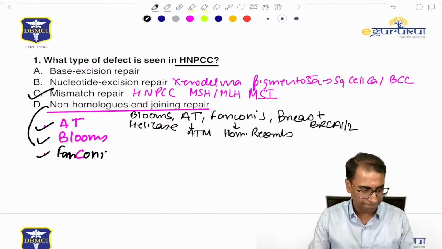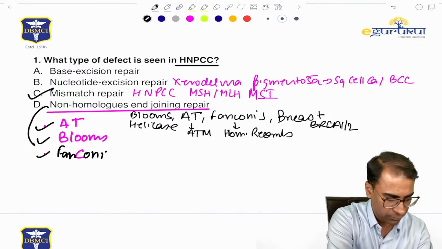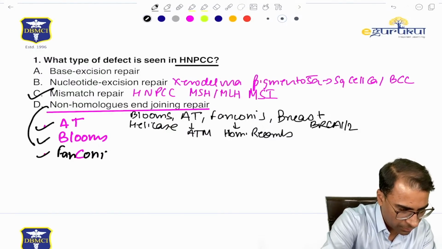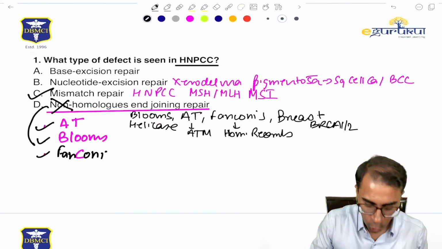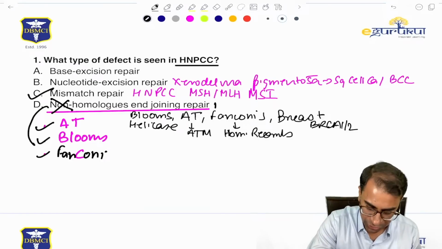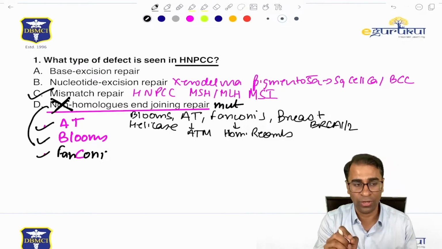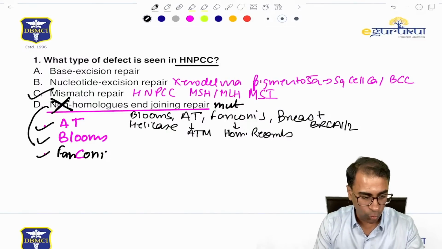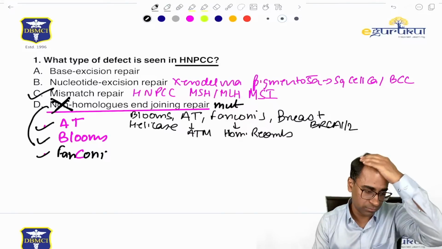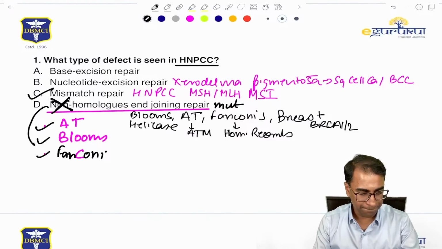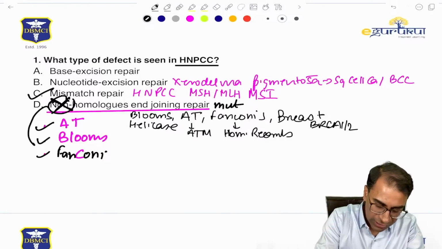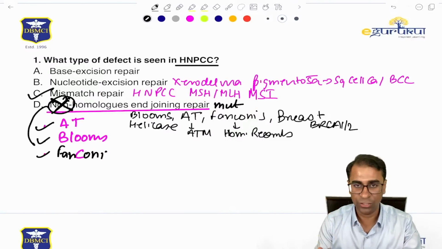A, B, and C, they all show the homologous end joining repair mutation. It's not non-homologous. It's all homologous. Non-homologous nahi hota. These all are homologous, not non-homologous. Please remember. Clear hai? In the homologous recombination defect, it is 3 of them. A, B, C. Non-homologous nahi hota. It's all homologous. I'm very clear telling you. ठीक है?